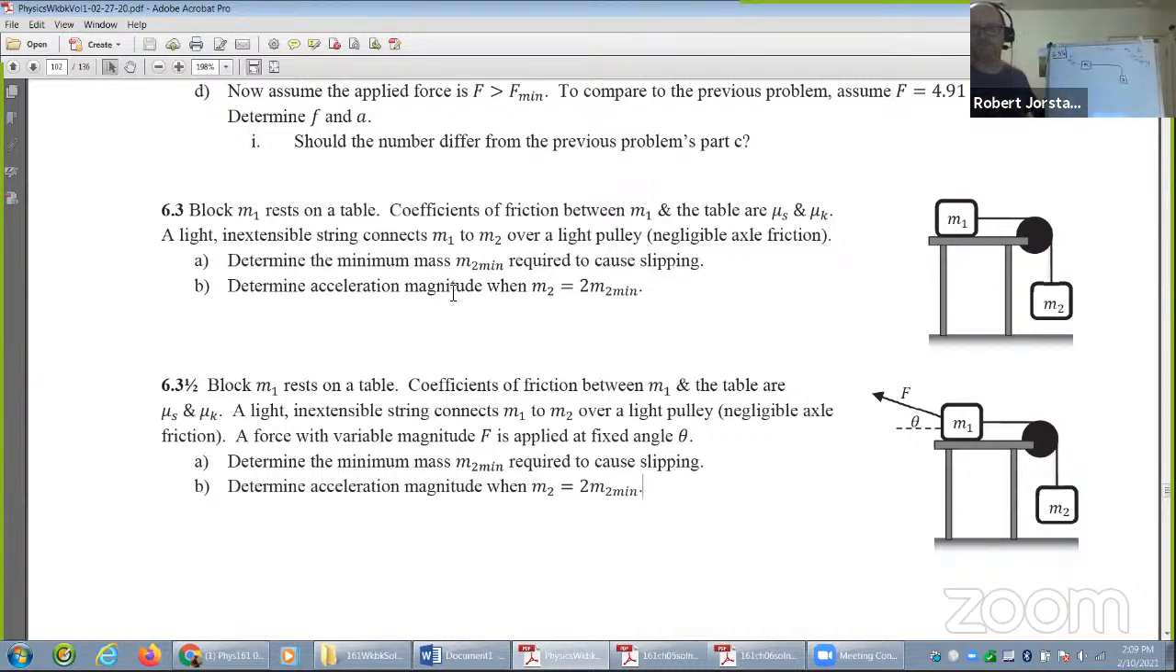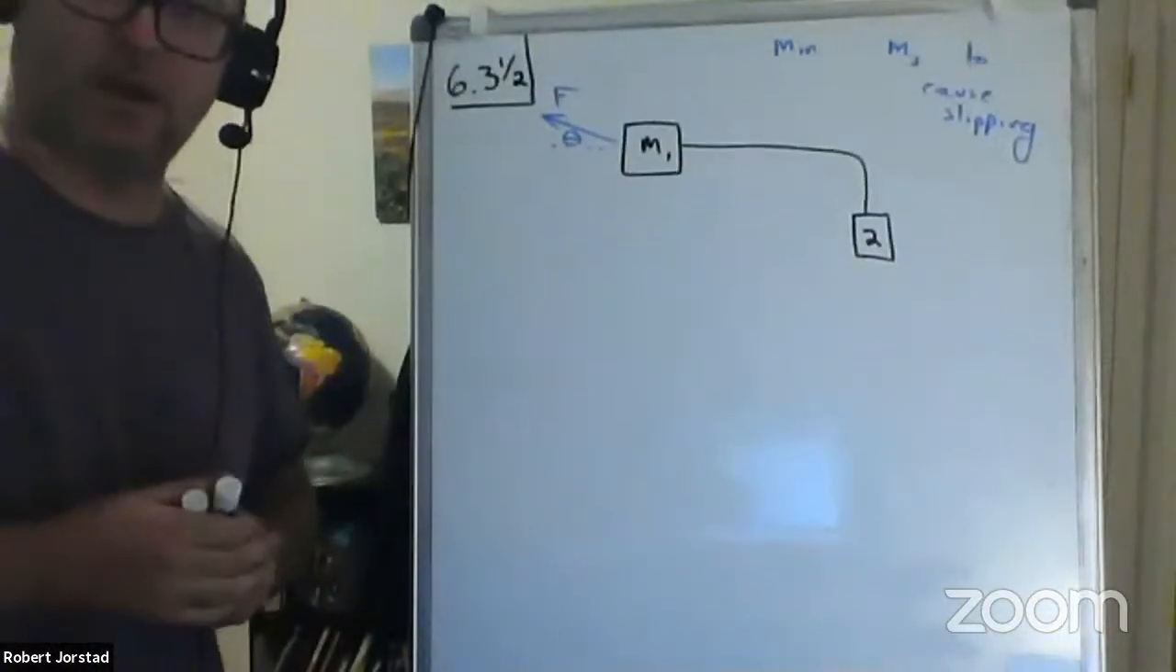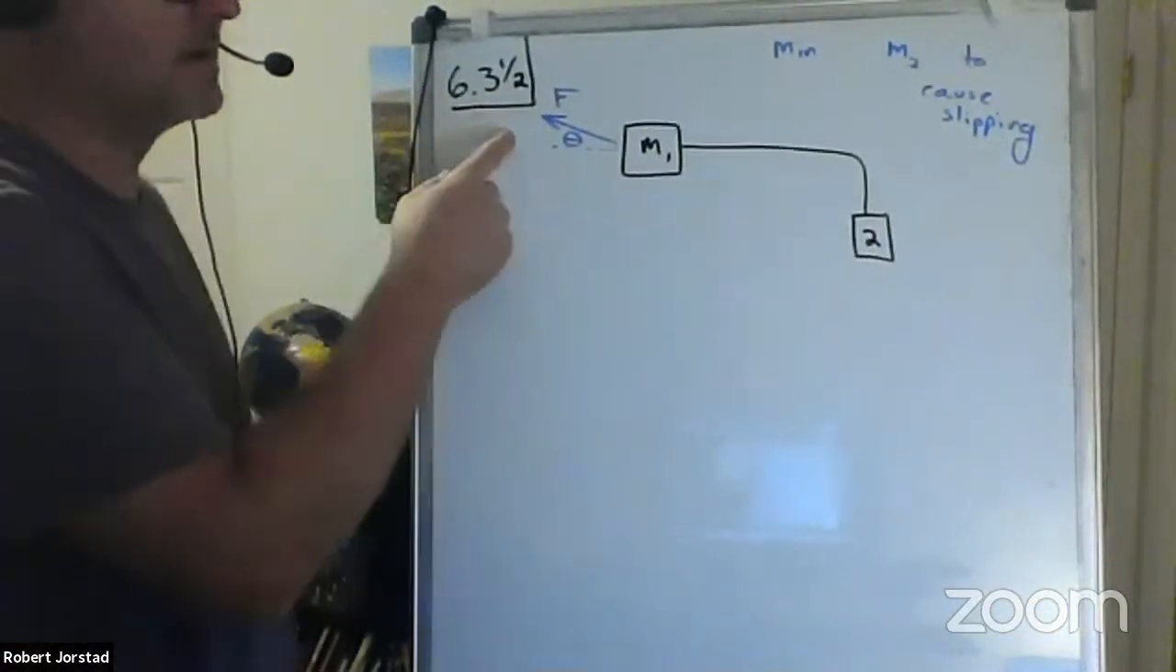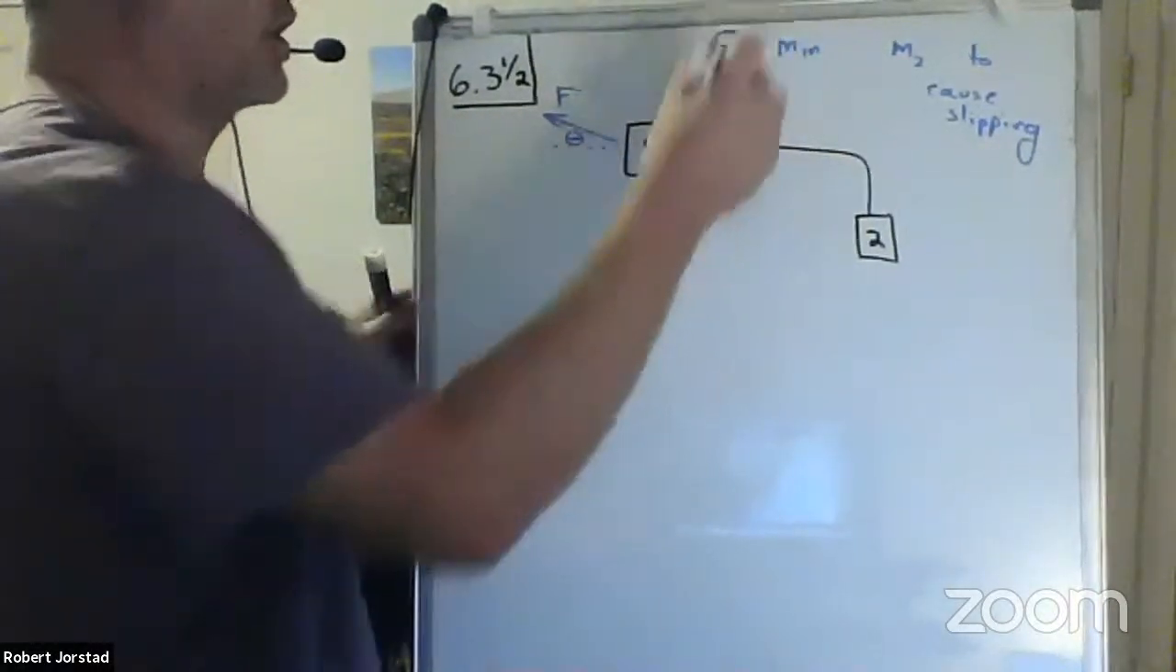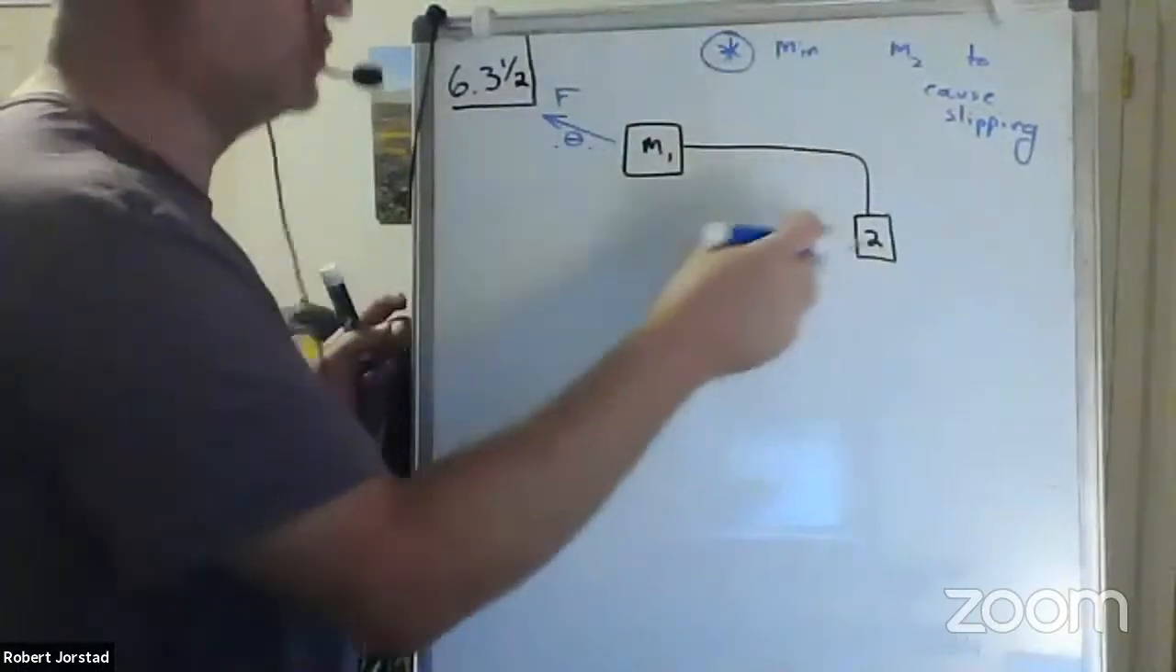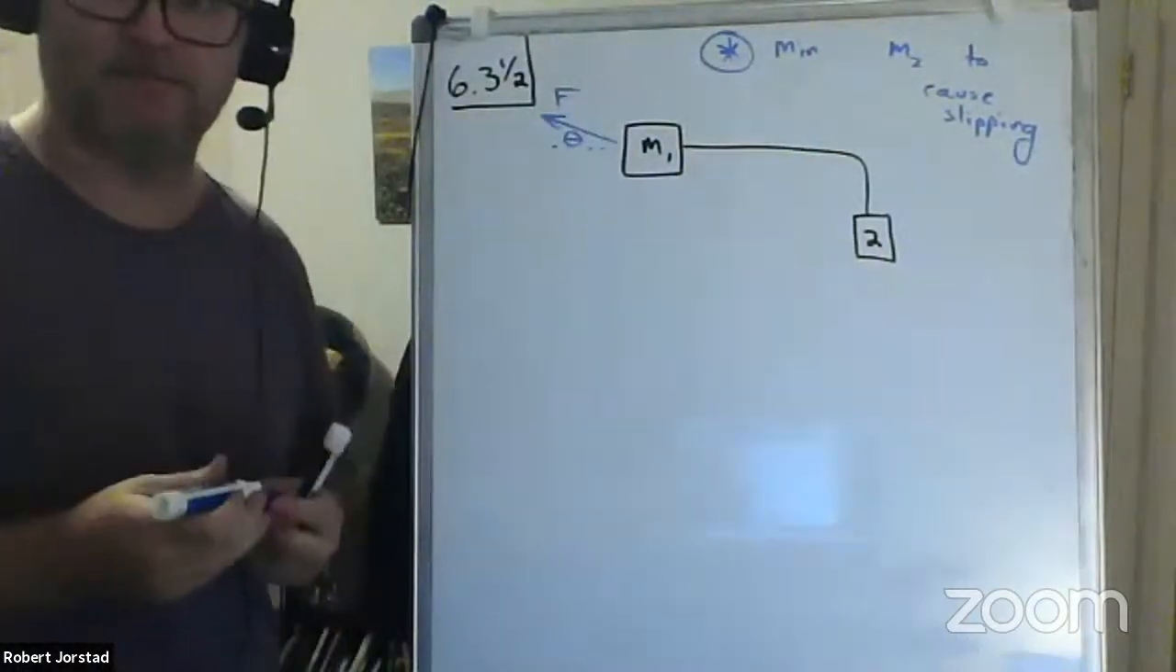All right. We've got 6 minutes. We can get the FBD done, right? That's what matters. Okay. So here's the guts of the problem. We're pulling this way, and then we're asked this. Determine the minimum M2 to cause slipping.